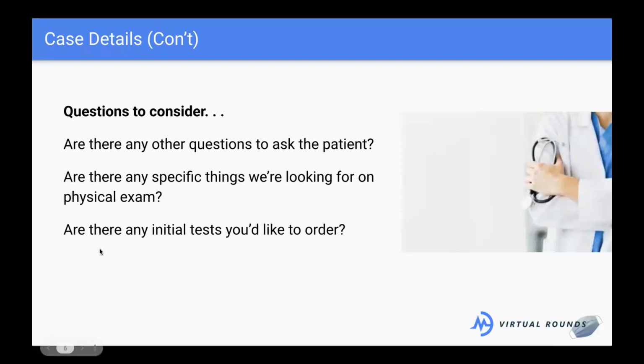And do you have any tests that you'd like to order? We're always trying to think ahead. This patient's coming in with chest pain, which is pretty emergent. EKG, I would love an EKG. That would be great. Yeah, chest X-ray, especially if you work in the ED, you're gonna get a chest X-ray on pretty much everyone, even if they don't need it.